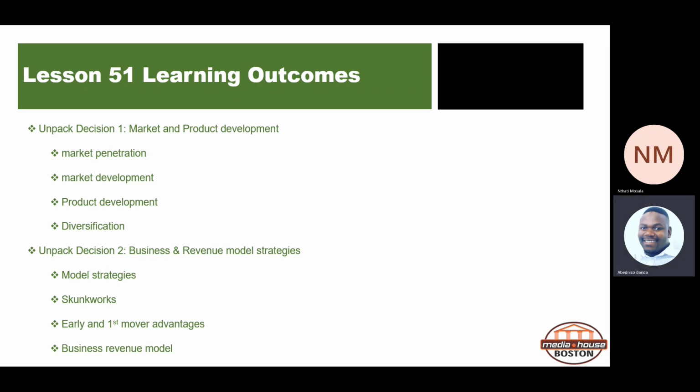So we are going to look at market penetration again. We are going to look at market development. We are going to look at product development, and we are going to look at diversification. This is going to be revision because we've already done that. Then we are going to unpack decision two.